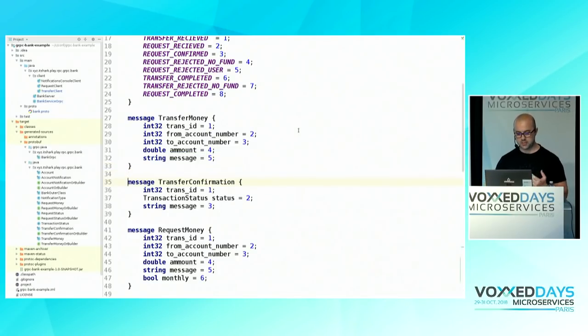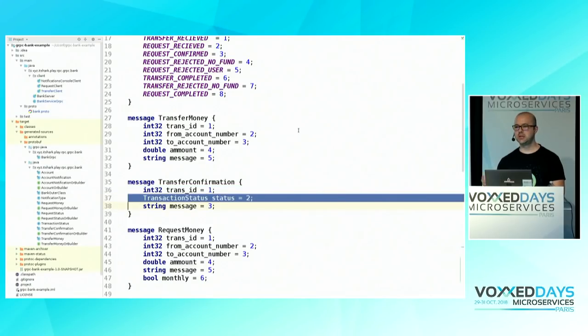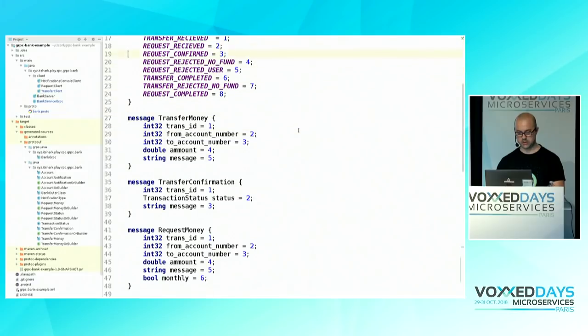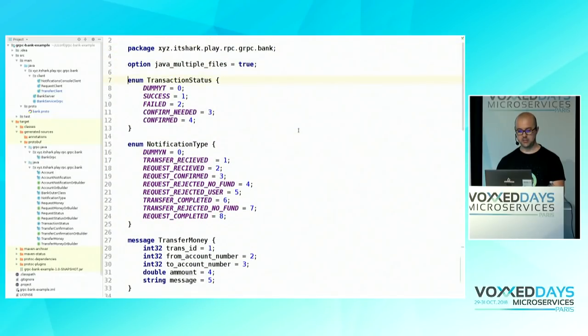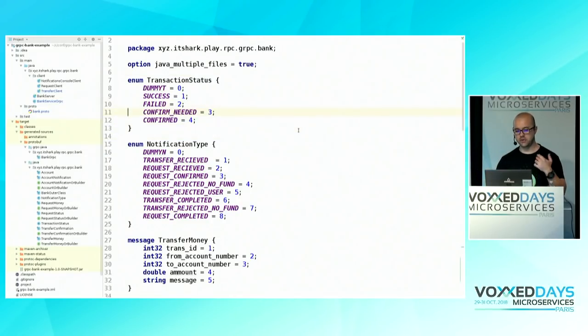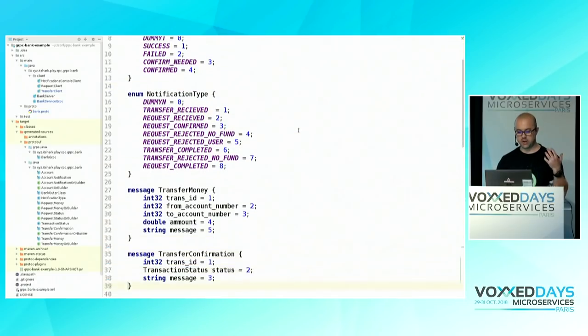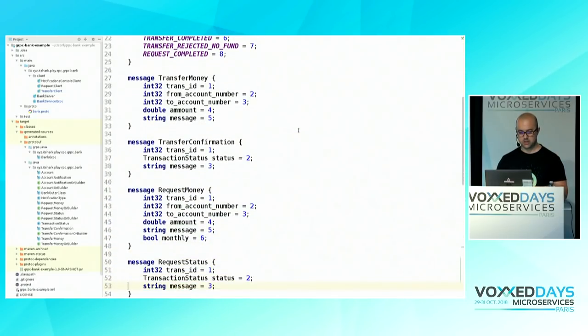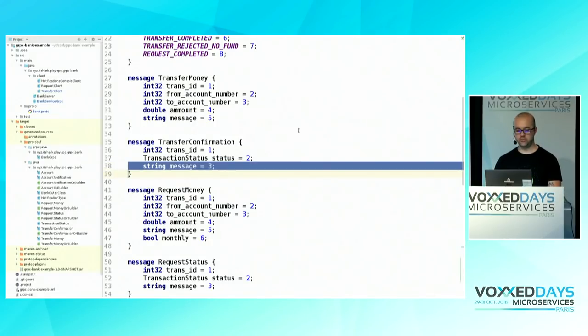Then I also need the message which is coming back. So in this case I have a message called TransferConfirmation. And then here I have transfer ID. I have a status, and for the status I can show you here, it's an enum, so I can also use enums and basically use messages inside the messages. So I can say it's success, failed, confirm needed, all those kind of things. And again, I also have a message, something human readable.